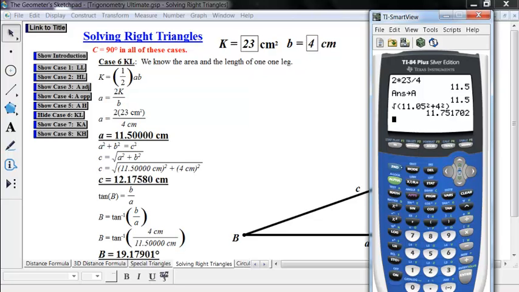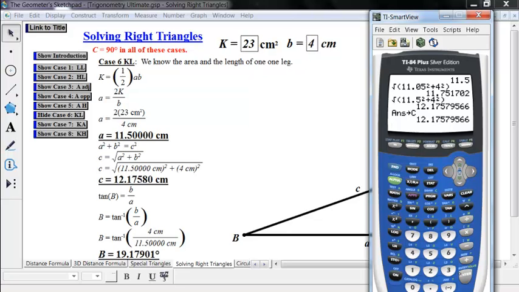Typo. Try that again. Second enter brings that back up. It should be 11.5. I'm not sure how that 0 got in there. Let's delete that. And there we go. 12.17579, etc. Okay, so about 12.2 for C. I'll store that as C in case I need it later as well.